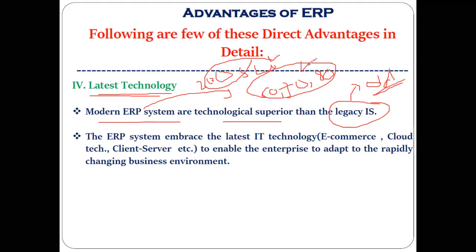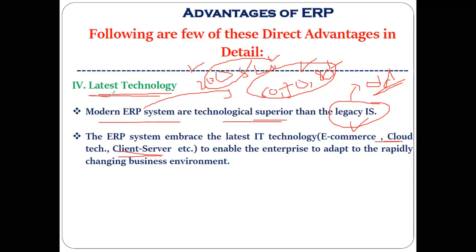As all of you have discussed, the information systems of the 60s, 70s and 80s were not integrated, because client server technology was not available. Understood? Cloud based technology was not available. But nowadays these technologies are available, and that is the reason today's ERP systems are better than the legacy information system or the old information system.